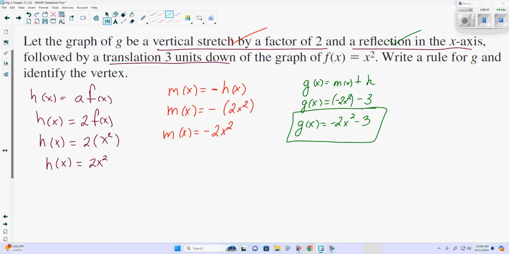Our function is negative 2x squared minus 3. Questions on this here? Okay. We ready for the next one?